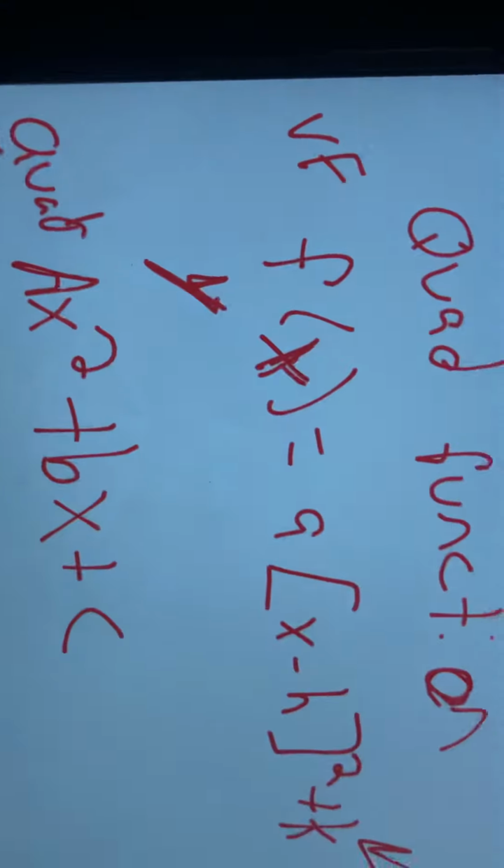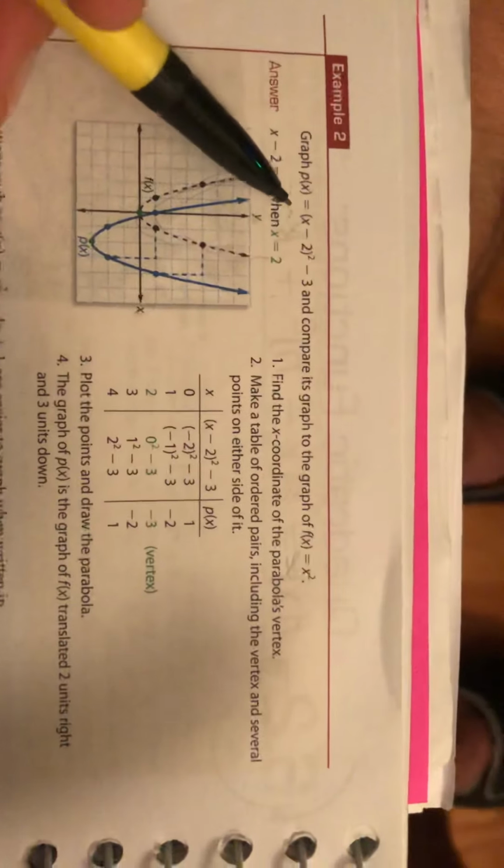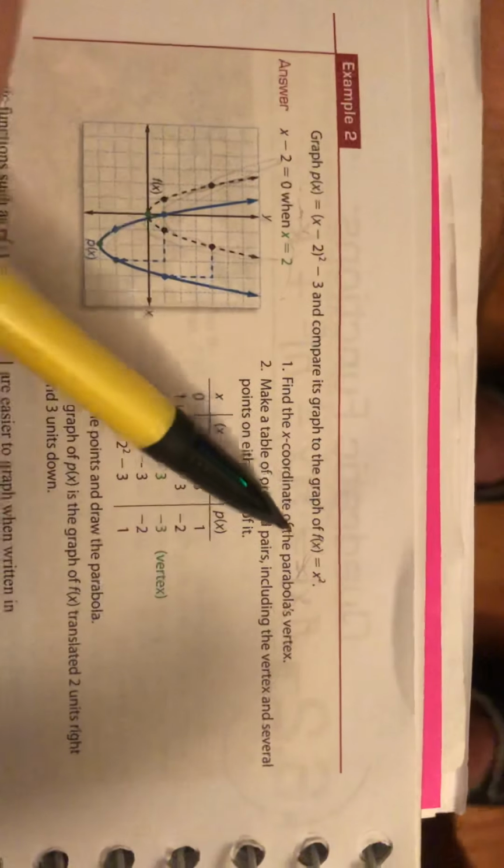So if we have x minus 2 squared minus 3, is it already in that form? It kind of looks like it could possibly be. So what we want to do is go ahead and start trying to plot some test points. The reason they started with 0 is just because it's going to be the easiest to find. So 0, 1, 2, 3, 4.